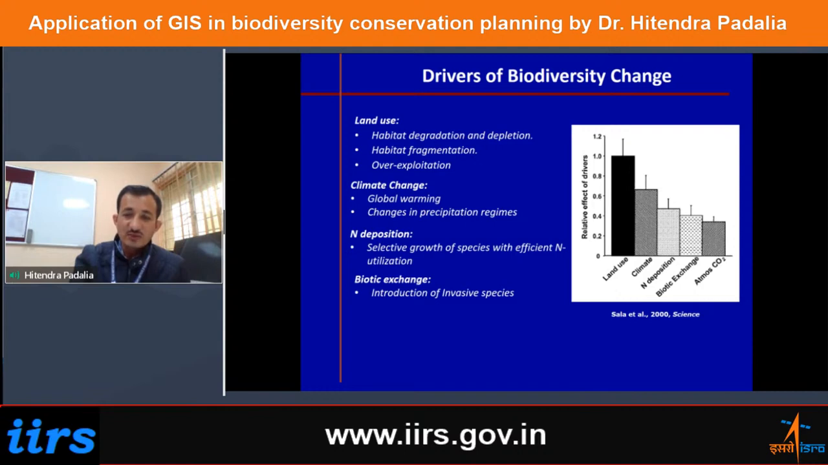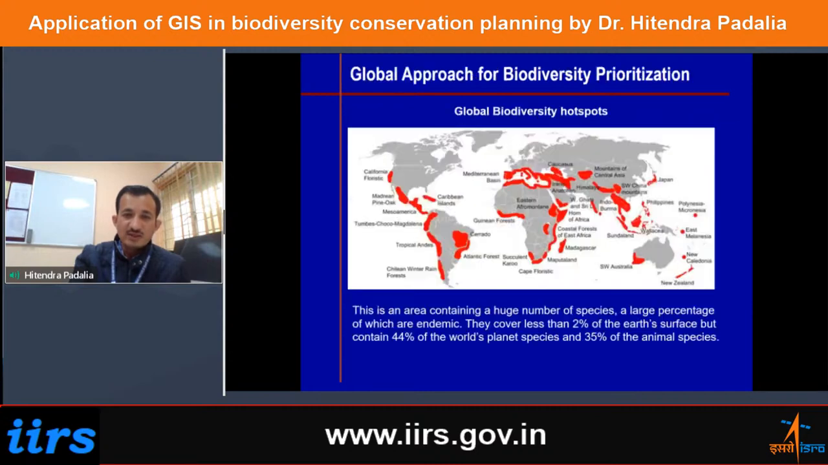And nitrogen deposition, similarly biotic exchange or invasion of plant species, all these drivers are going to become more and more dominant and will have a more negative impact on biodiversity.